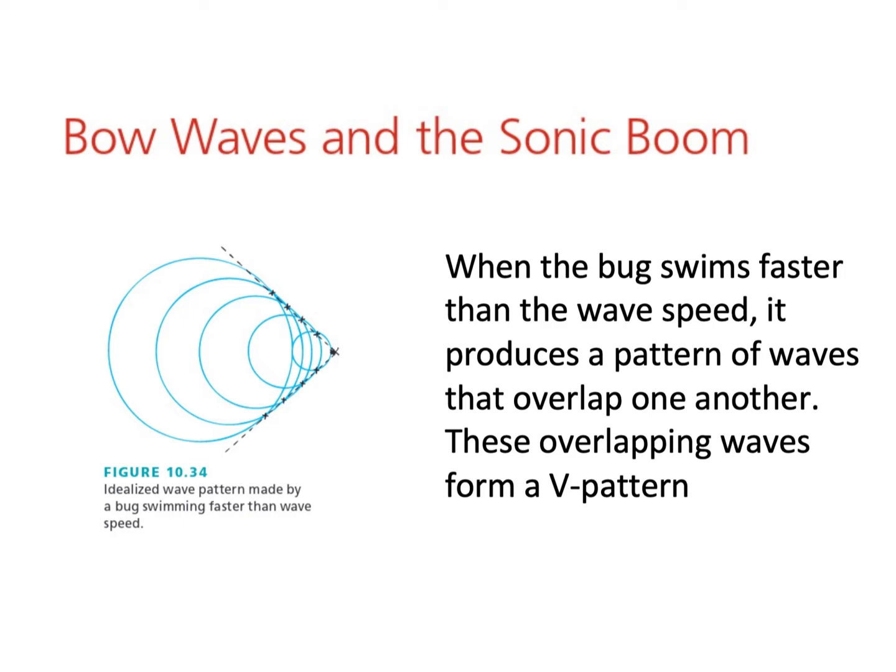Now we can look at what happens if the bug is actually able to move faster than the waves themselves can move. In that case, the bug basically gets ahead of the wave. So you can see, this circle here is the most recent wave produced by the bug, when the bug would have been at its center. But the bug is moving faster than the wave, so by the time the wave gets to here, the bug has already moved past it. And so this creates a sort of overlapping of the waves that gives a characteristic V shape. And that's kind of like the shape of the bow of a boat.